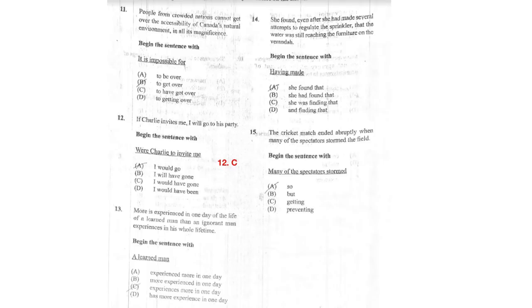So number 12, if Charlie invites me, I will go to the party. So this is a future tense. So they're asking for a tense change. They're telling you to begin it with, were Charlie to invite me. So this is a past tense now. Were Charlie to invite me, I would have gone.